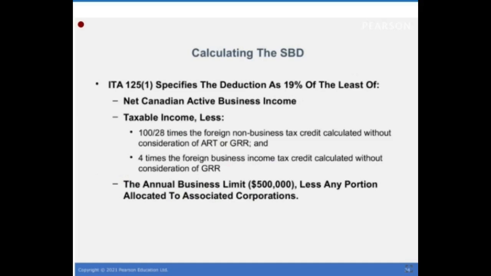So let's talk about the calculation. How do we actually go about this? We looked at it very simply. We just said, okay, it's 19%, 19 times 100, easy. Well, we have to be a little more specific. The calculation can get a little more complicated.